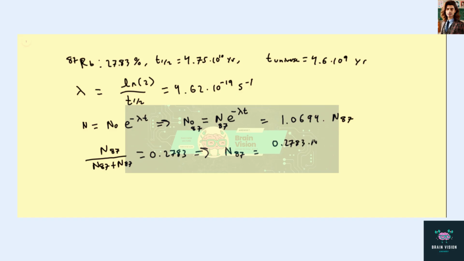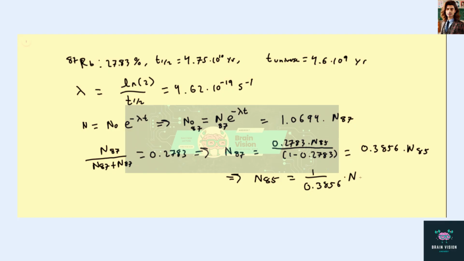This works out to be 0.2783 times the number of rubidium-85 atoms over 1 minus the same number, 0.2783, which works out to be 0.3856 times the number of rubidium-85 atoms. Solving for the number of rubidium-85 atoms, we get that is equal to 1 over 0.3856 times the number of rubidium-87 atoms.